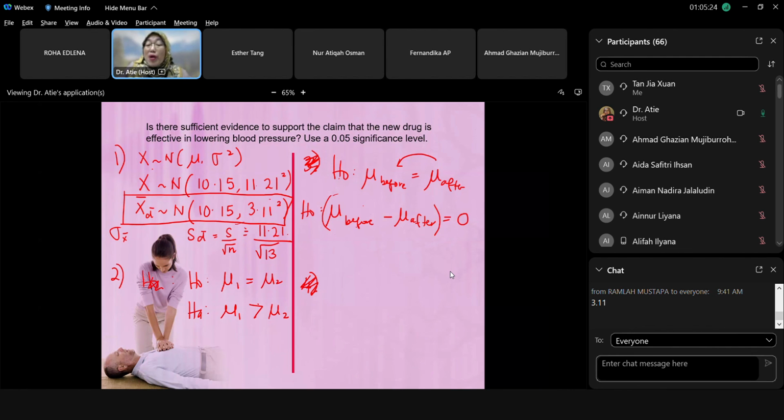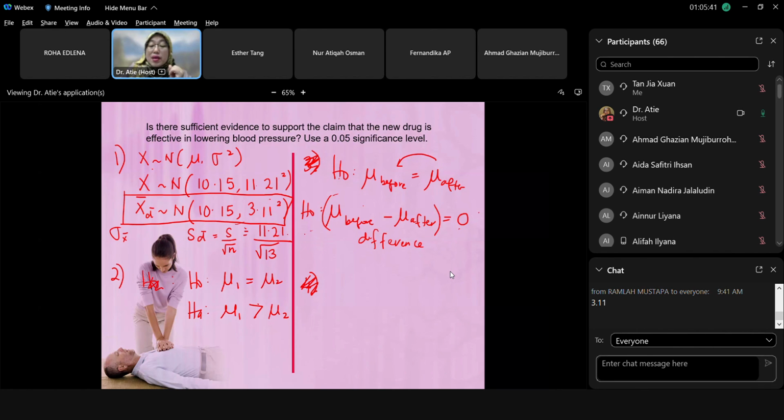So this one, when we subtract something, in mathematics we call it the difference, okay? So I can say the difference before and after is equal to 0. So there is no change. That's what it means, okay?